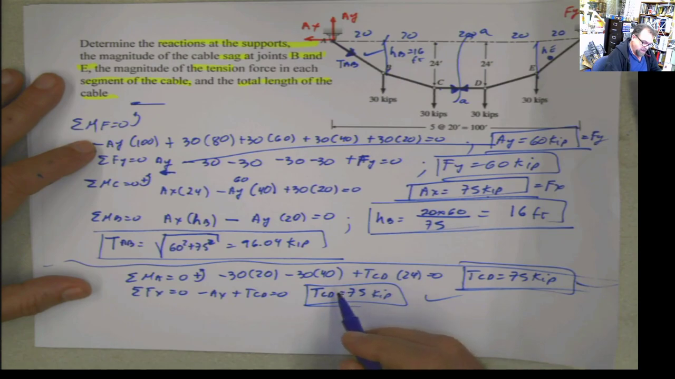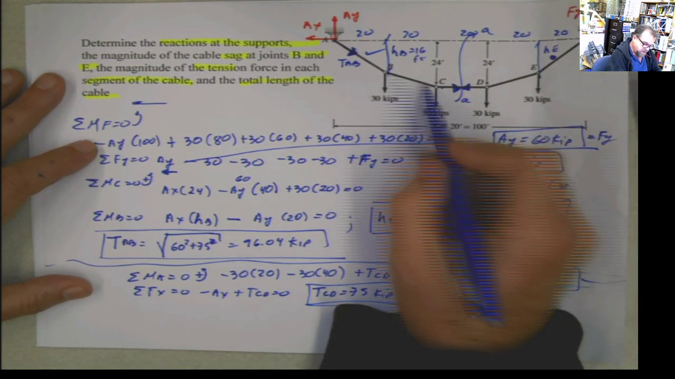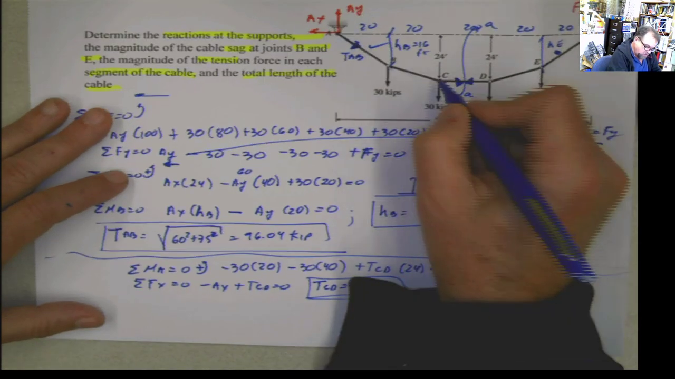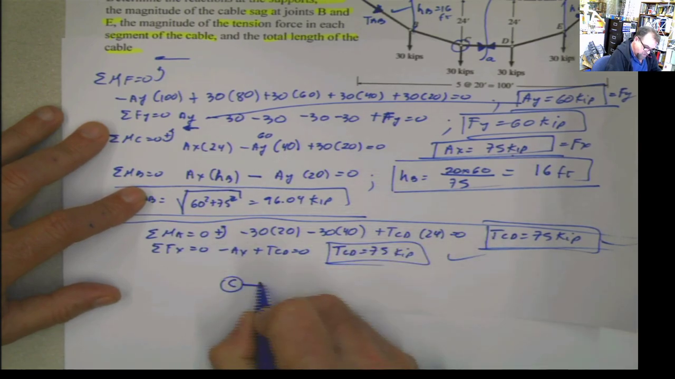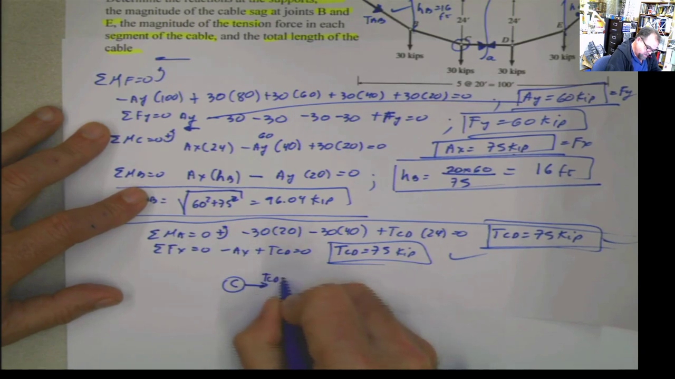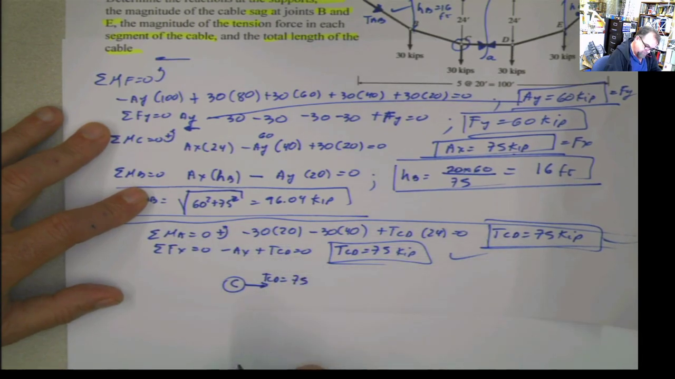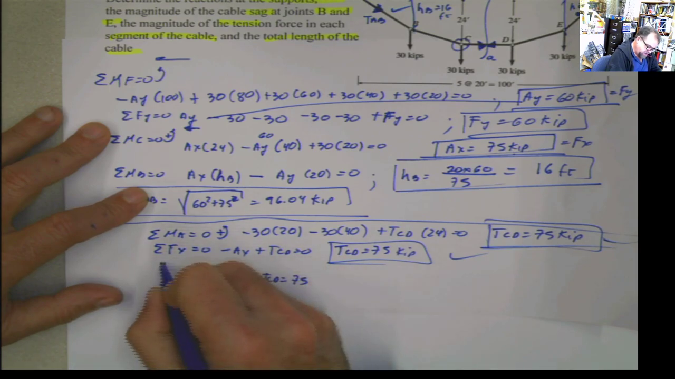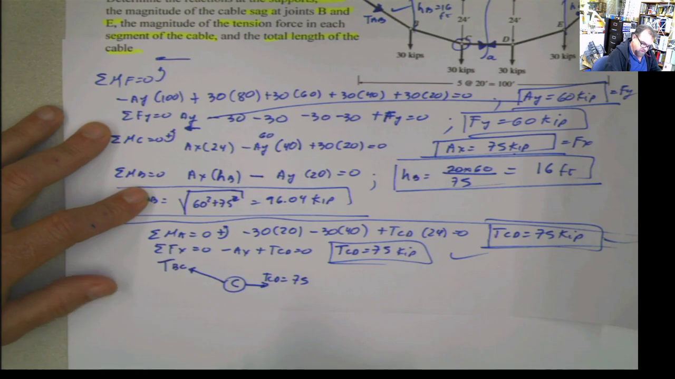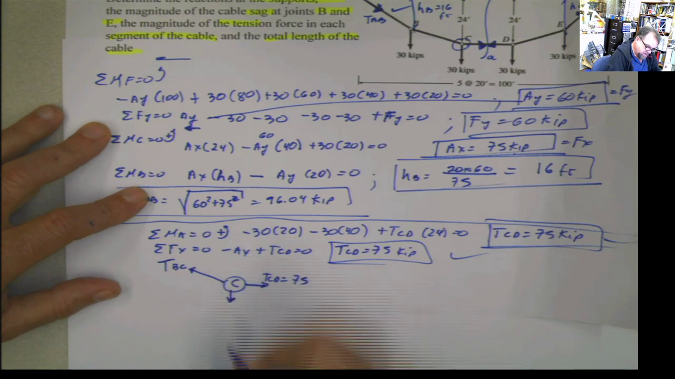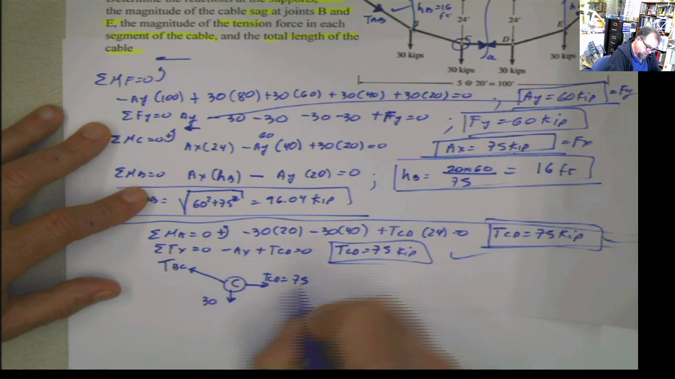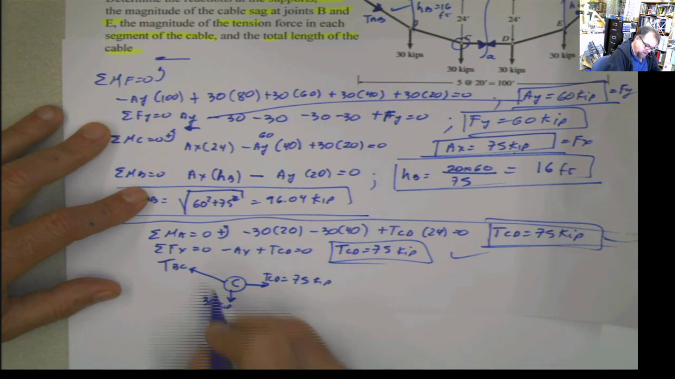So now we have that. And the last part, or the only tension that we are missing, is this one, TBC. So I'm going to do the analysis of that joint, joint C. Then you have this force, which is TCD, which is 75. And then I have this force, which I don't know what the force is, TBC, that one. And then I have this force here, which is 30. And I have to calculate TBC.